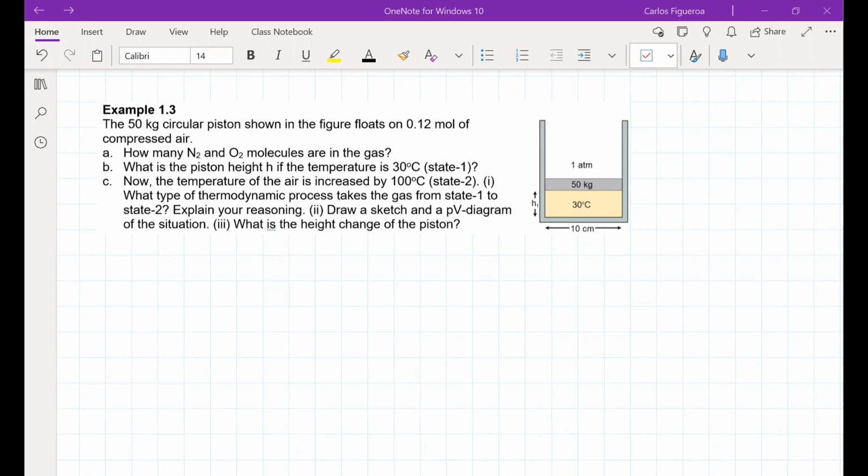Now, the temperature of the air is increased by 100 degrees C, which I'll call state 2. What type of thermodynamic process takes the gas from state 1 to state 2? Explain your reasoning. Draw a sketch and a PV diagram of the situation. What is the height change of the piston?